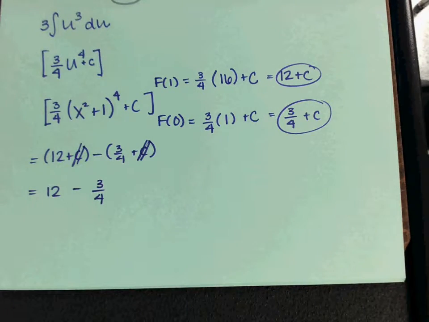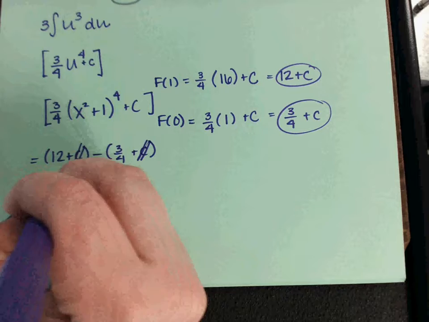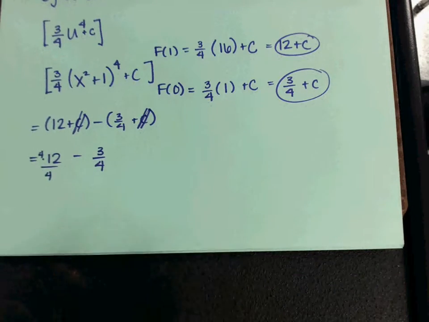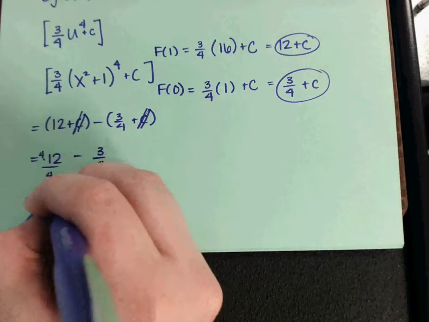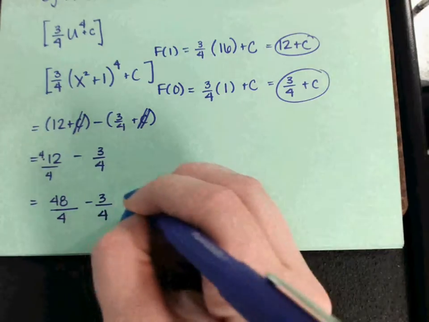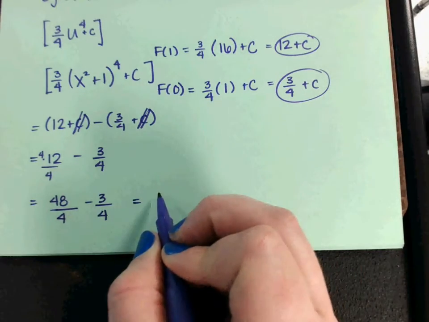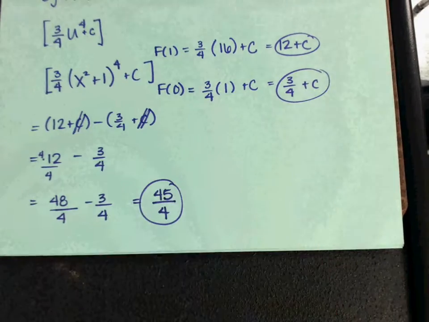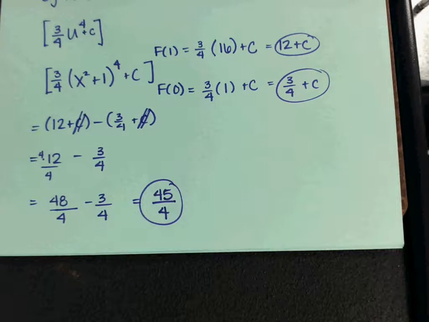Now, if this was free response, that'd be fine. But if it was multiple choice, you'd want to times your 12 by 4/4 to make it a common denominator. So 4 times 12 on top is now a 48/4 minus 3/4. What's my final answer? 45/4. Good? Okay, that's the long way. Okay, you'll notice that it's very step-by-step, exactly like what we did last time.